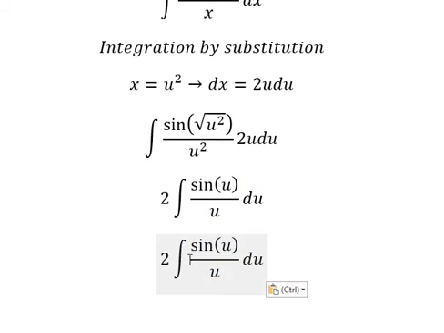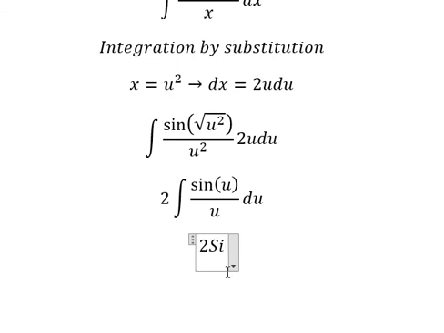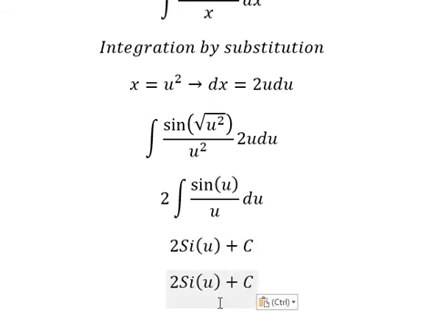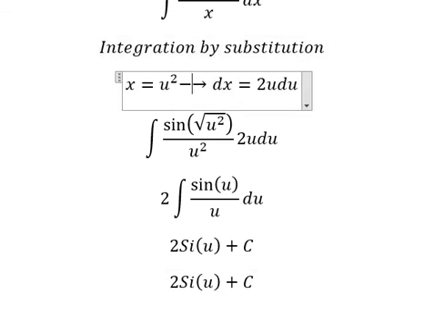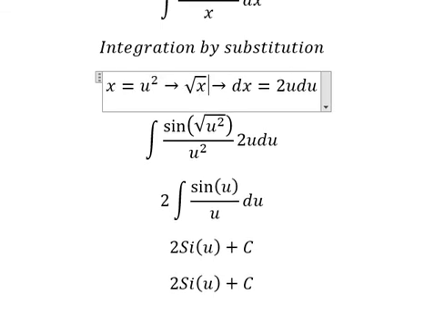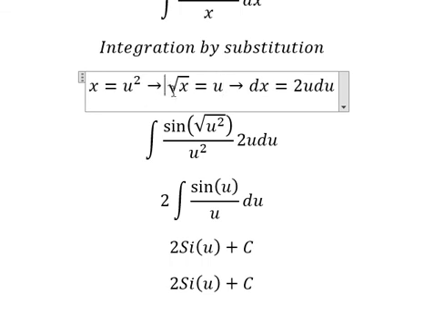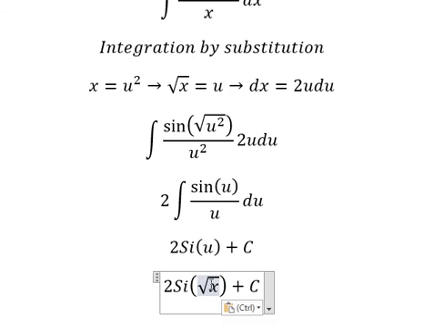The integration of sine u over u, we have Si, that is the sine integral of u, and I will put c. About u, that is this one. So we take the square root of both sides, and we have the square root of s equals u. So I will put this one in here.